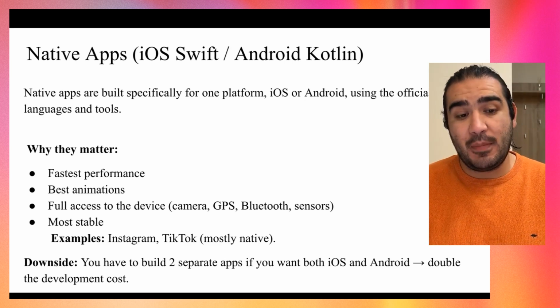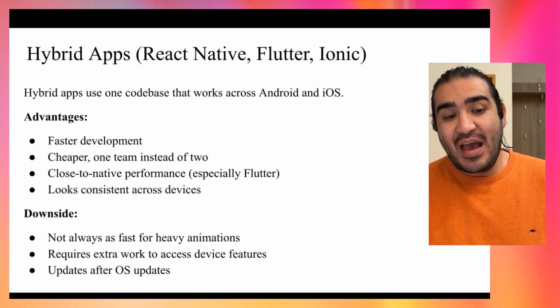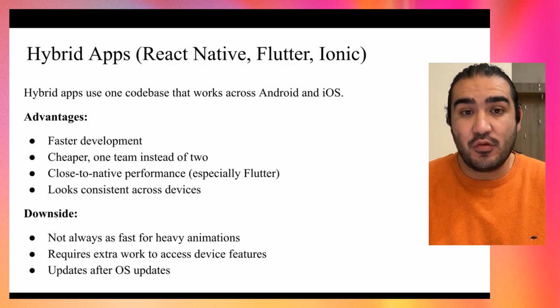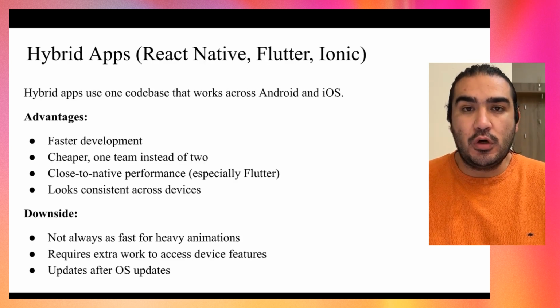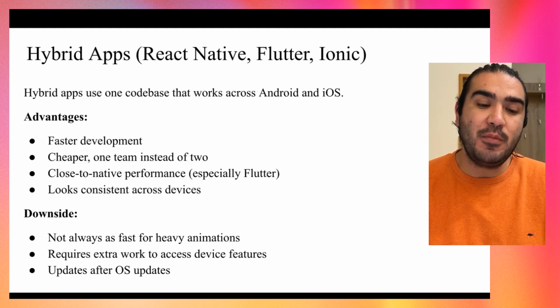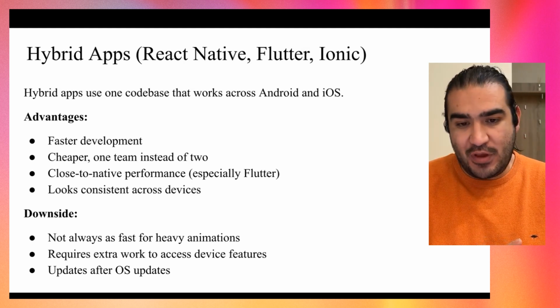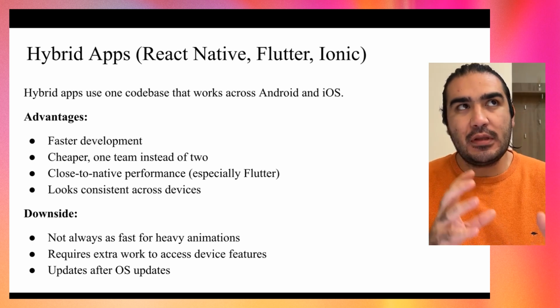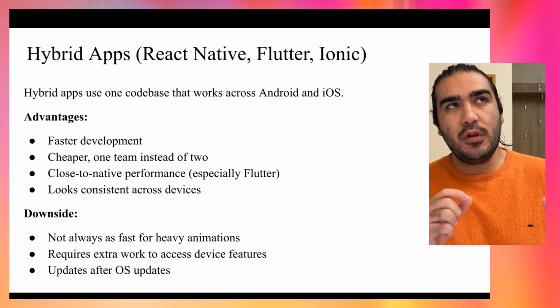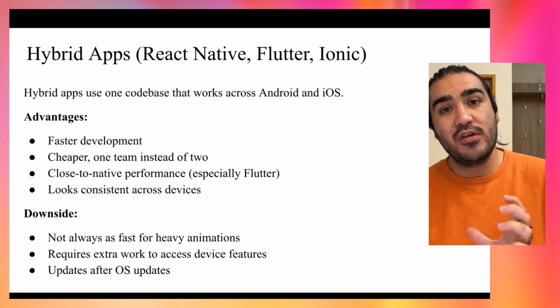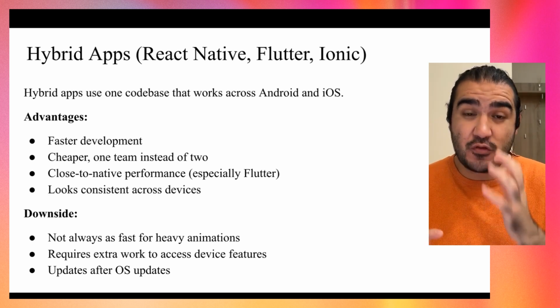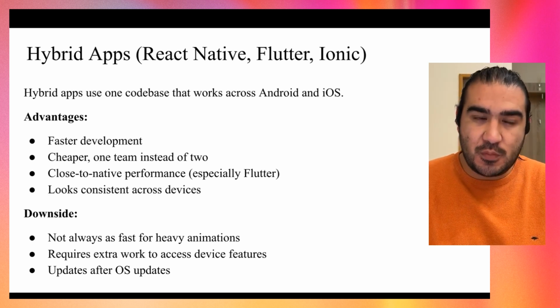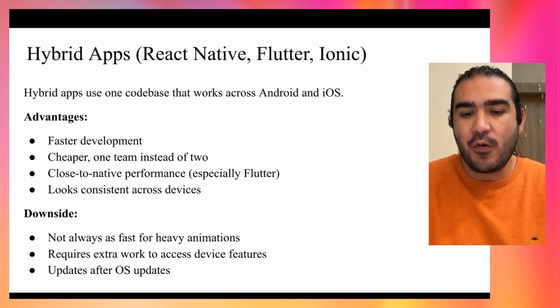So this is shortly about native apps. But if we talk about React Native or hybrid apps, for hybrid apps there are different frameworks: React Native, Flutter, Ionic. So with hybrid apps, you build one app which works for Android and iOS. Here you don't need to build two separate apps. You just build one standalone app which works for iOS and Android.